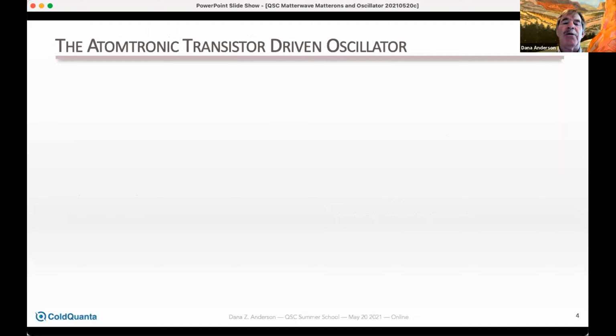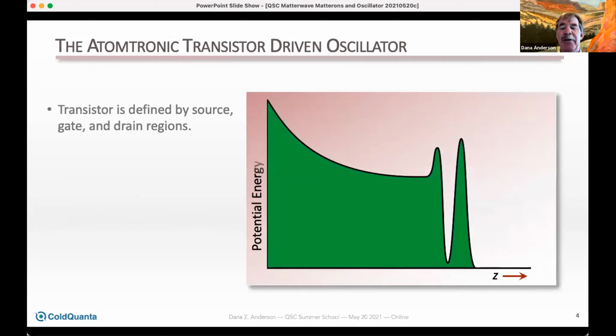Now, this talk mostly focuses on an Atomtronic transistor-driven oscillator. I'll get to what a transistor is to remind you, because that will be new for many of you. Old but new. You've got 12 billion of them if you own an iPhone, but you may have never bothered to open it up and see the 12 billion yourself. So a transistor is defined by three regions, typically, or three terminals: a source, gate, and a drain for a FET, or a collector, emitter, and a base for the case of a bipolar transistor.